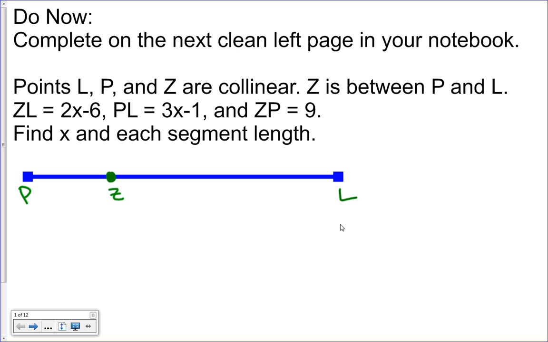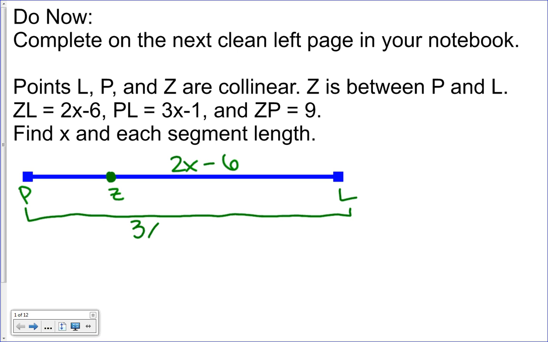When we start to fill in our information, it tells me that ZL is 2x minus 6, so I'm going to put that between Z and L. PL, which is from end to end, so that is the whole thing, is 3x minus 1. And then ZP is equal to 9, so I'm going to put that right here. Remember that it is always part plus part equals whole. So my two parts are the 9 and the 2x minus 6. That needs to equal my whole, which is the 3x minus 1.